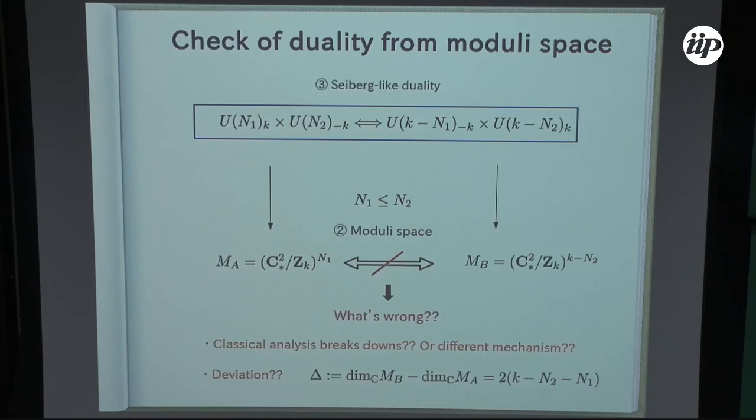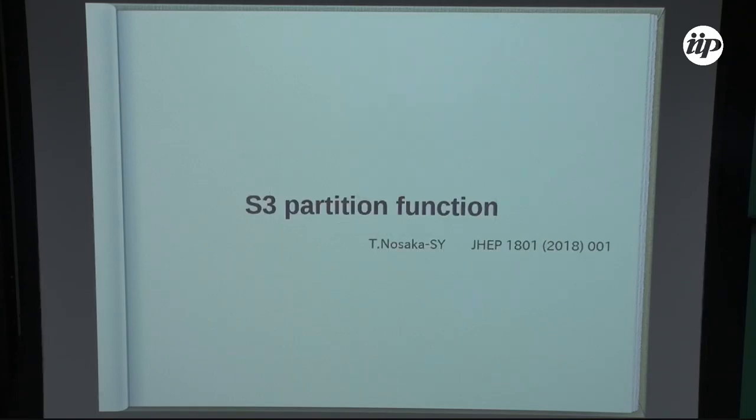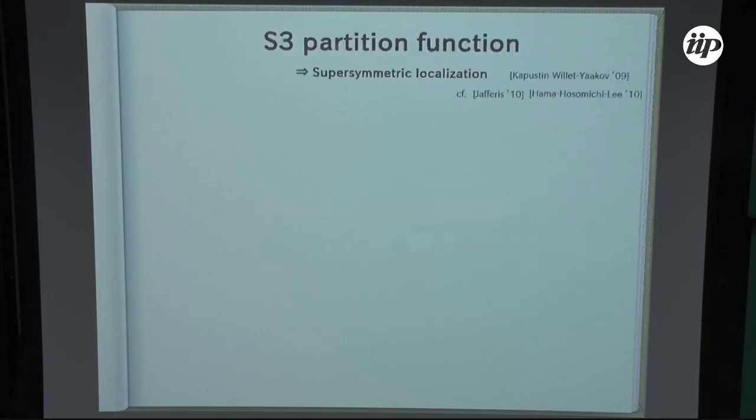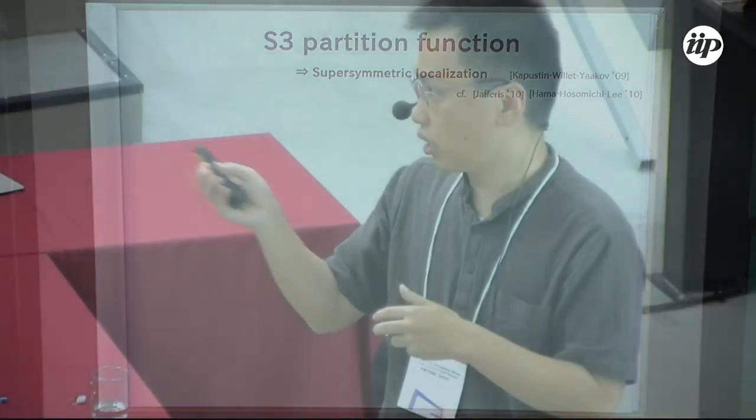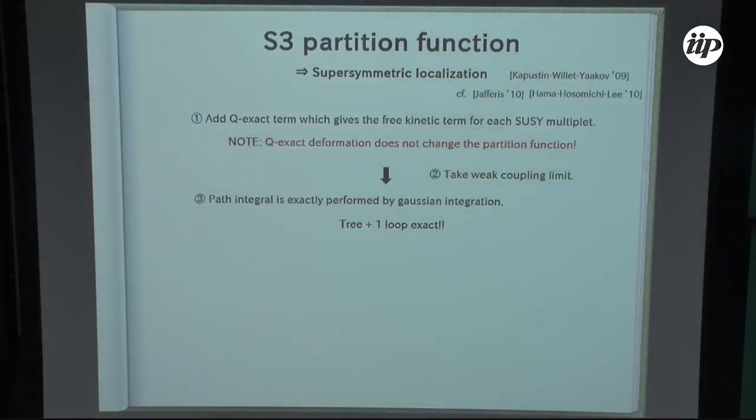Okay. Let me move on to the study of the partition function for this model. As already explained by the previous speaker, this can be done by using supersymmetric localization, and I will not explain it further. We just add a cubic term, which gives a free connected term for each Chern-Simons-matter theory and does not change the partition function, and take the weak coupling limit. Then the path integral reduces to a sum of Gaussian integrations, which can be evaluated by tree plus one-loop exact terms.